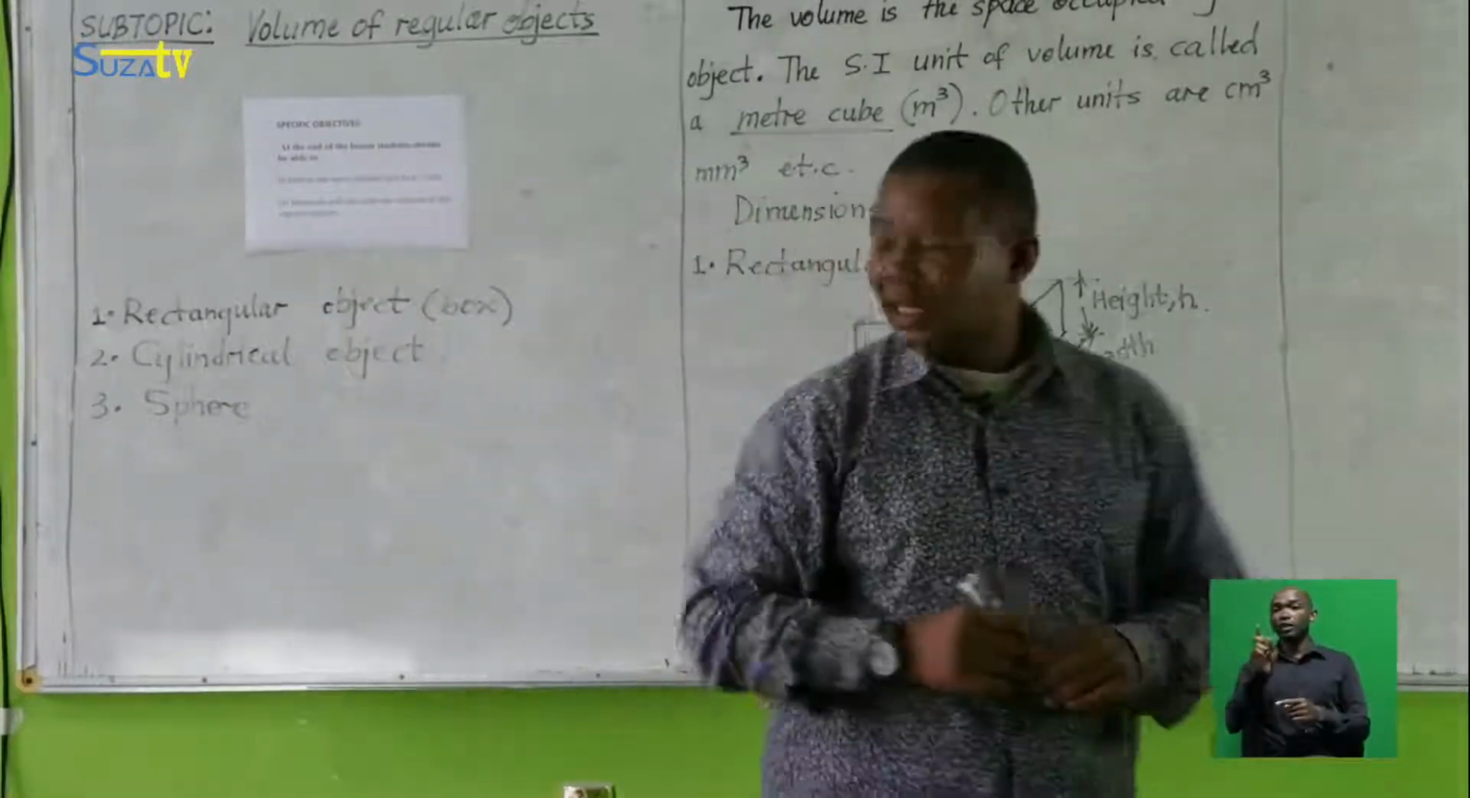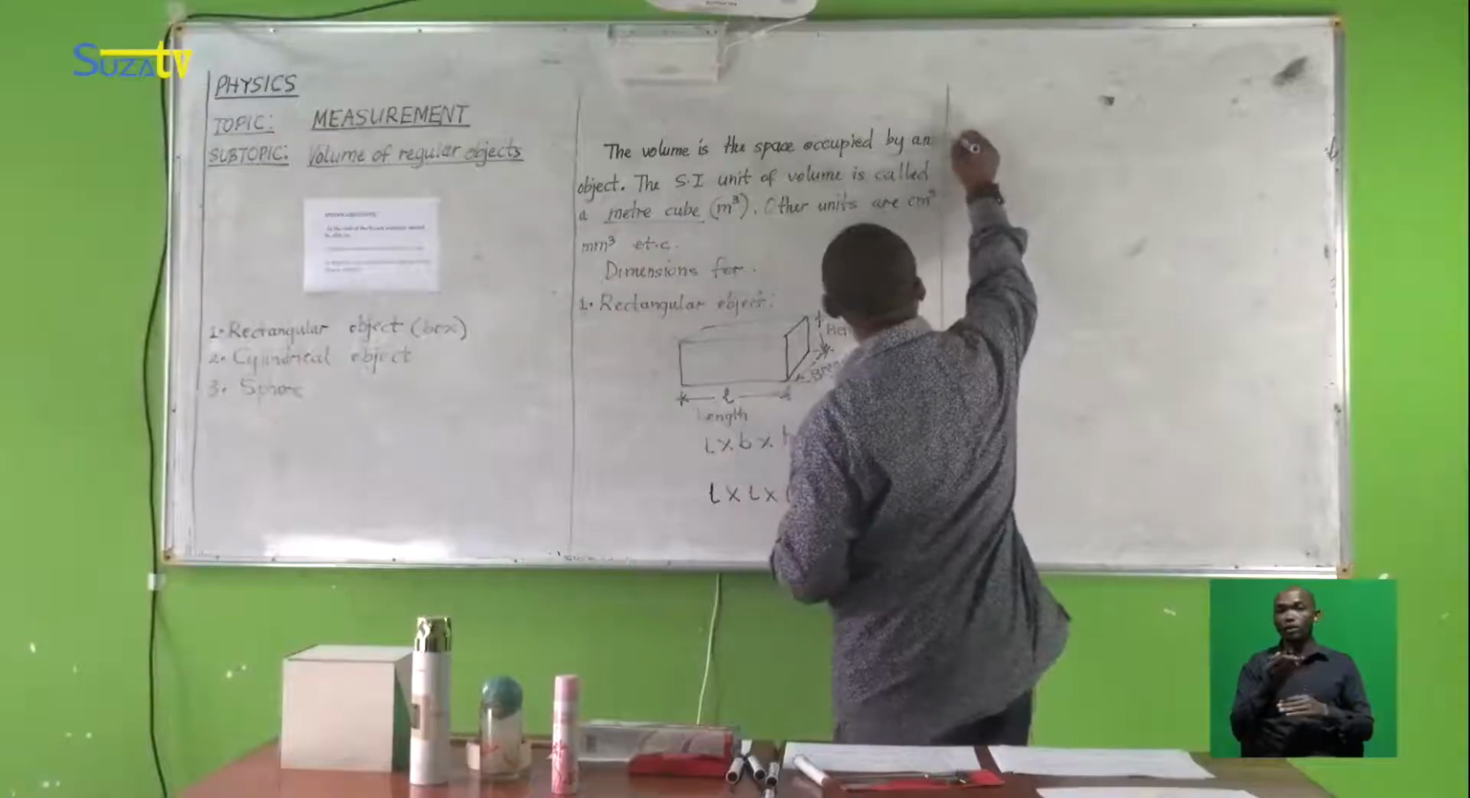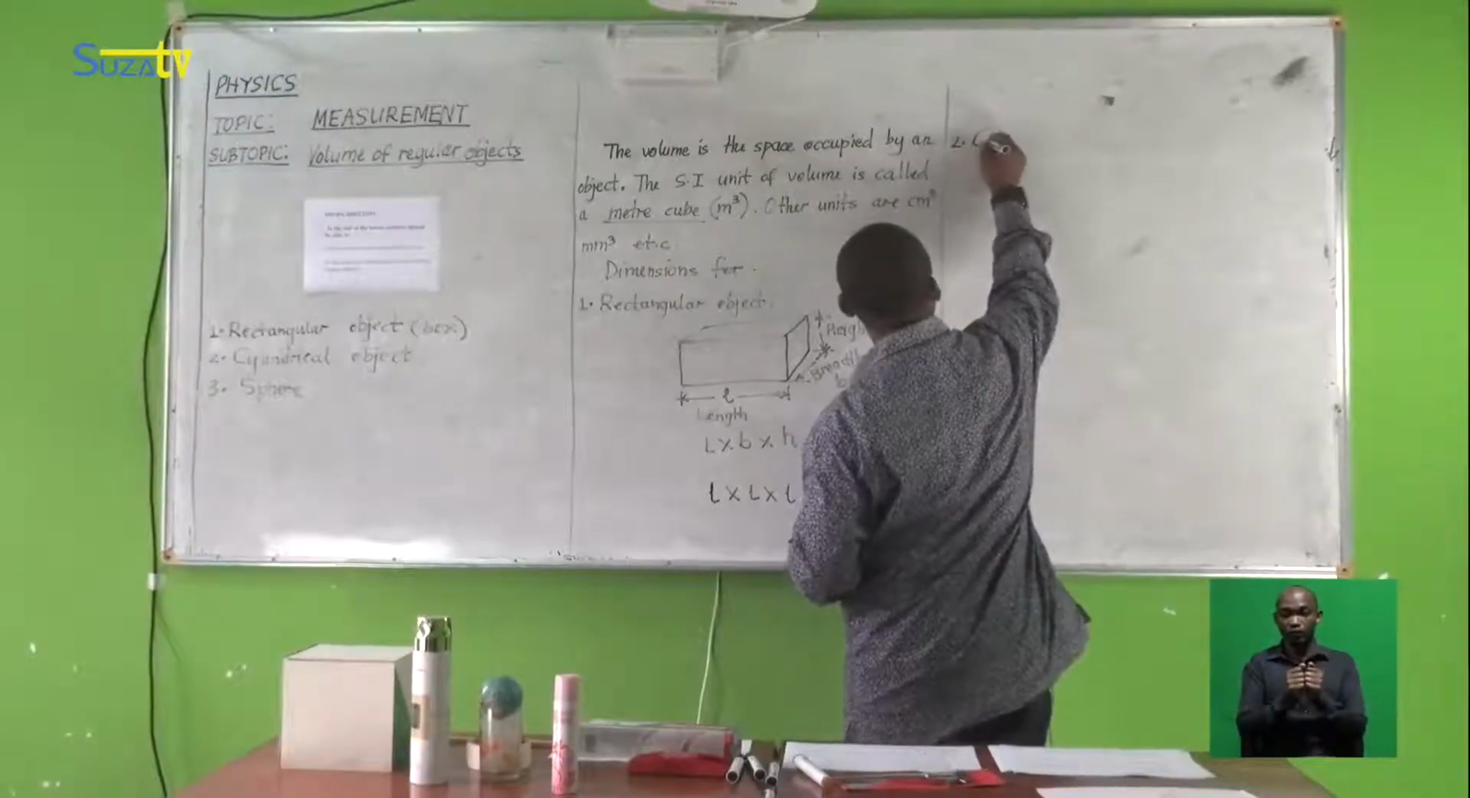Now, let us move to the second object. Number 2 is the cylindrical.